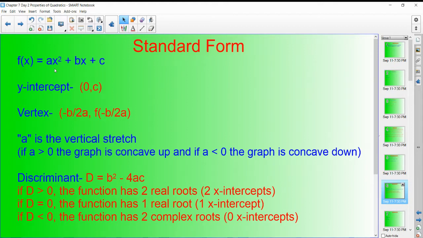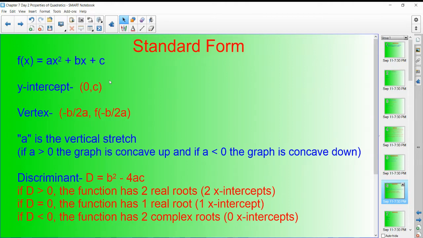So standard form gives us the y-intercept. This c value, the constant, is our y-intercept, because we learned previously that for the y-intercept, we put in 0 for x. So if you put 0 for x in both spots, anything times 0 is 0, plus anything times 0 is 0, and you're just left with c. So when in doubt for the y-intercept, put 0 in for x and see what you're left with. In this case, it's just c.